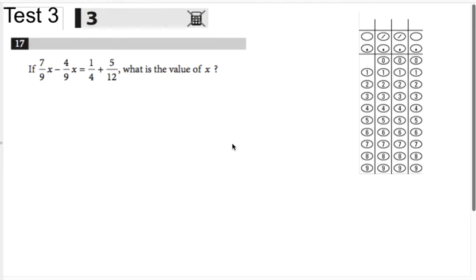All right, this is SAT Prep. We're doing test 3, section 3, and this is number 17, which is a grid-in problem. It says 7/9 x minus 4/9 x is equal to 1/4 plus 5/12. What is the value of x?